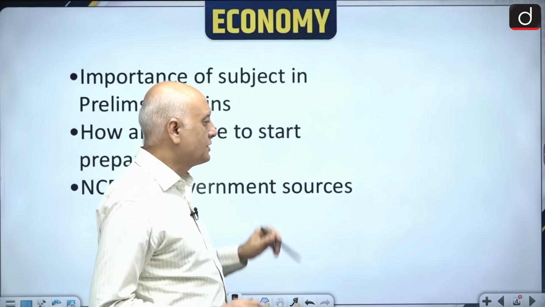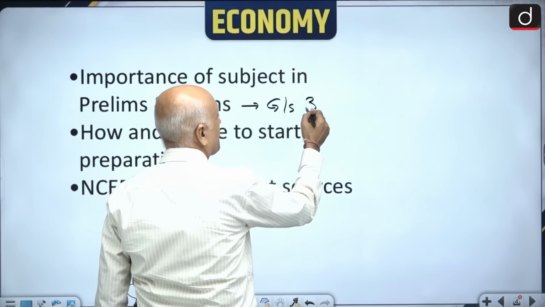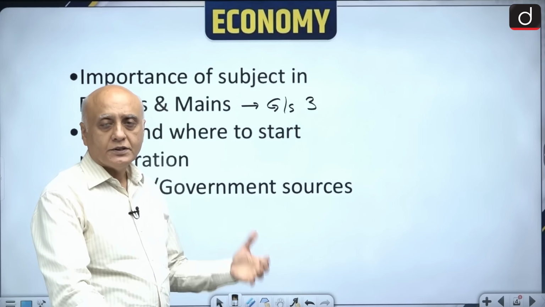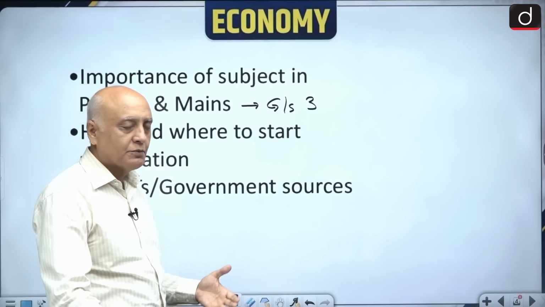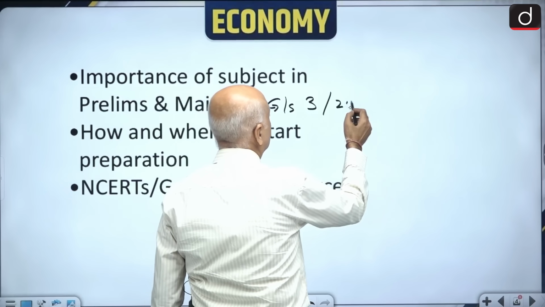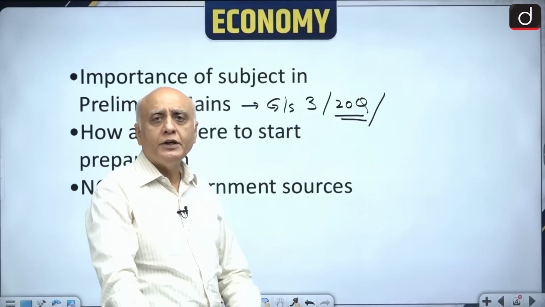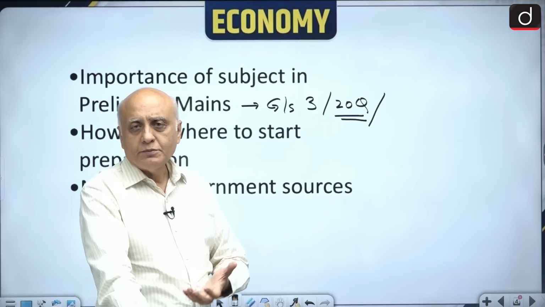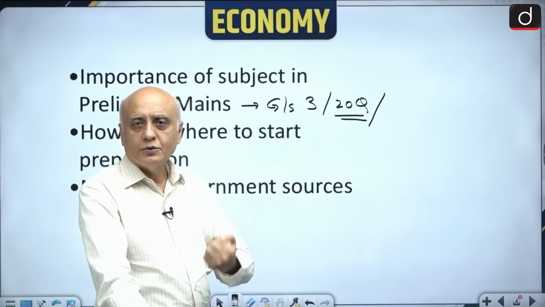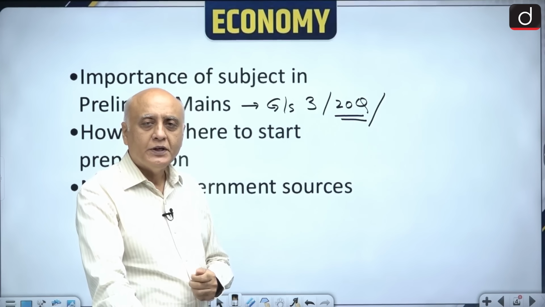In mains exam, it's covered in GS3, as you all know. So there are 4 papers in GS, and in third paper you have subjects like disaster management, science and technology, and you have environment and economy. So there are 20 questions from every GS paper, and you'll be delighted to know that minimum 7 to 8 questions come from economy. So again, the weightage here is almost 40% to 50%. Sometimes even 10 questions have been asked just from economy.